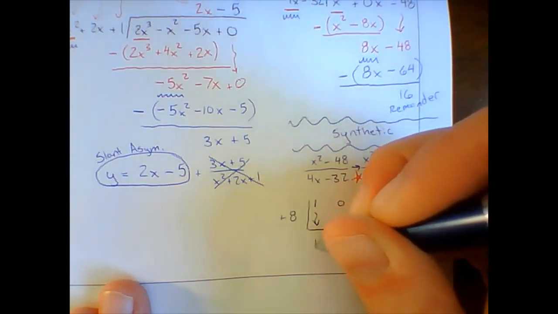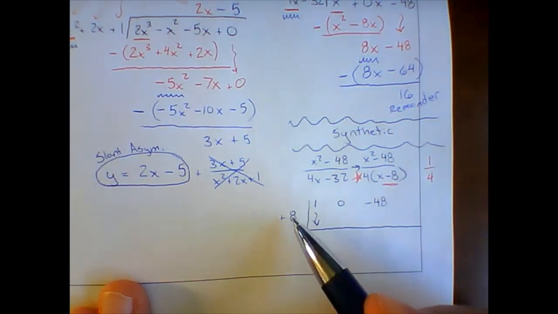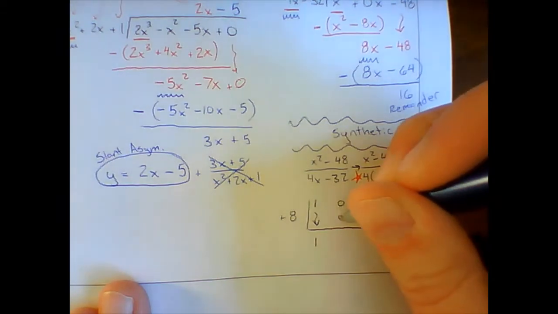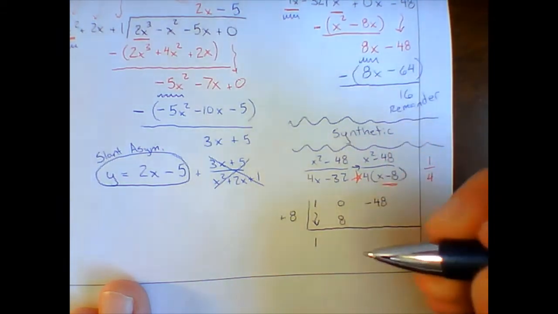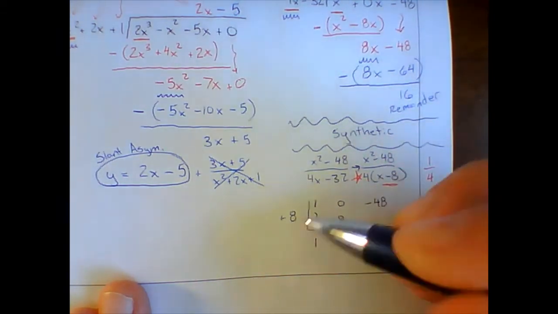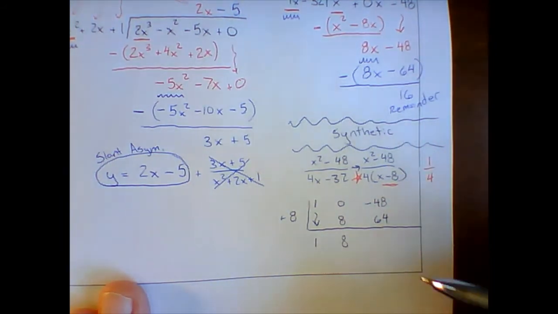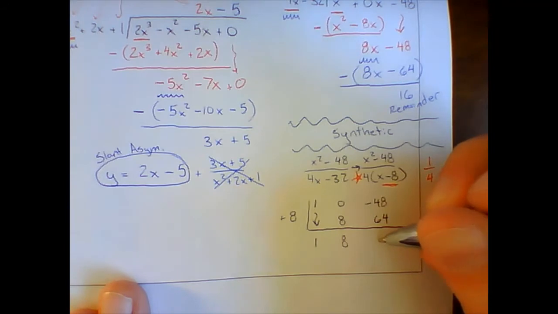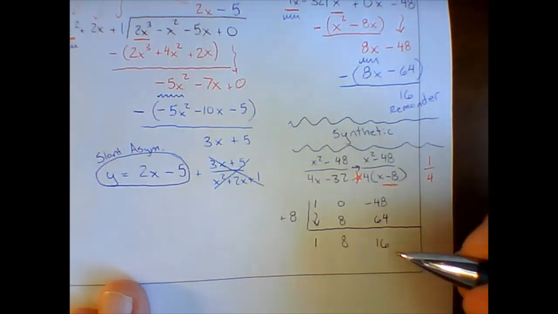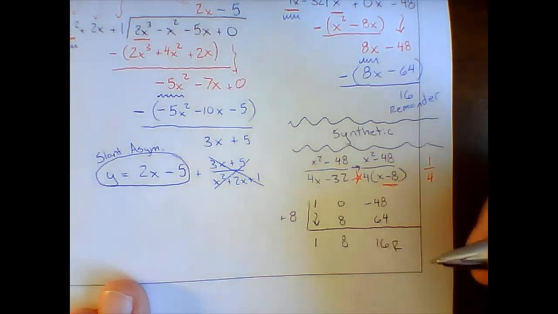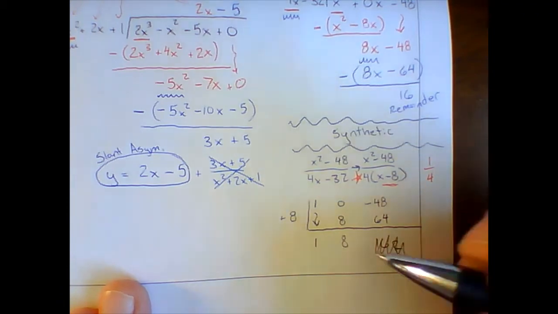The 1 just comes down, and then we go 1 times 8. That gives us another 8, and then the stacked numbers add. And then we're going to do 8 times 8. That's a 64. We'll combine it with a negative 48, which should look vaguely familiar, and we're going to get a 16. That's the remainder, and so we're basically going to ignore that.